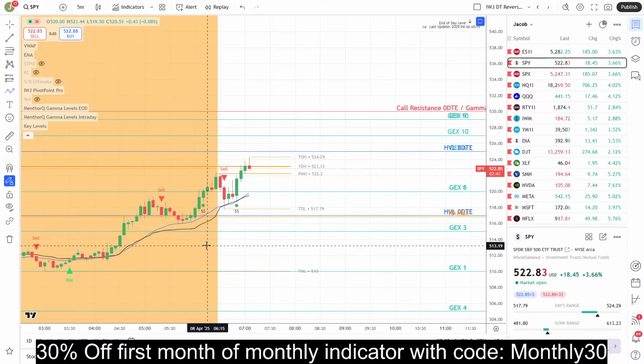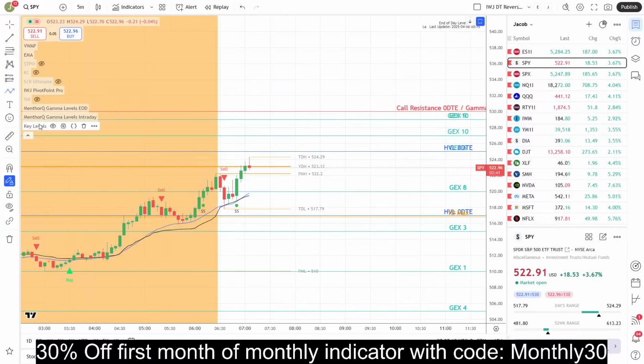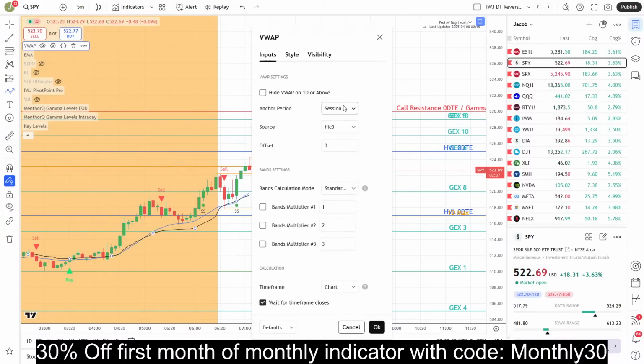VWAP is different. Can you show the settings? Yeah, it's the standard. I don't change anything on it. It's going to be your session, HLC3, and then whatever the standards are. You may have the bands on. I don't use the bands. I just use the center point. So maybe you have those on. I don't know.